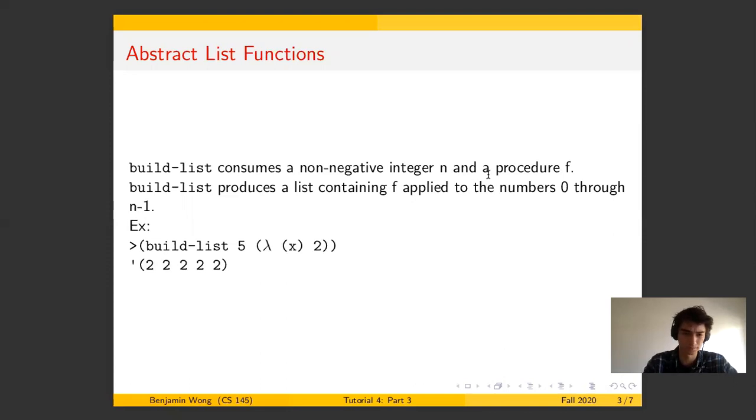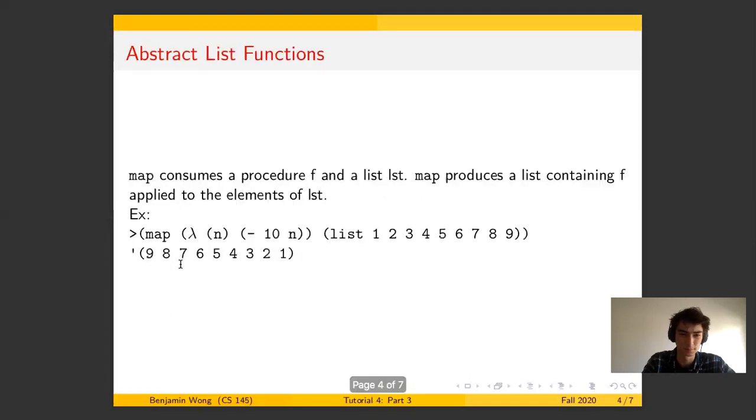In my example here, I have used 5 as my non-negative integer and lambda of x, 2 as my procedure. So this function, lambda x 2, is going to take in anything, any x, and output 2 no matter what. In this case, you've seen that it produces lambda of 0 through lambda of 4, which are all 2. This is a way to produce a constant sequence should you ever need one.